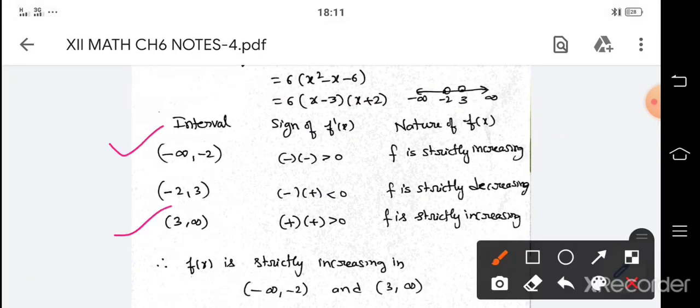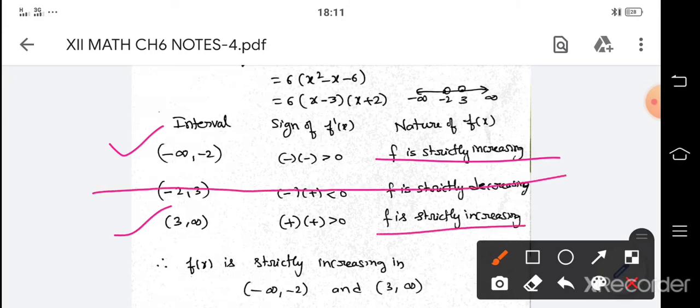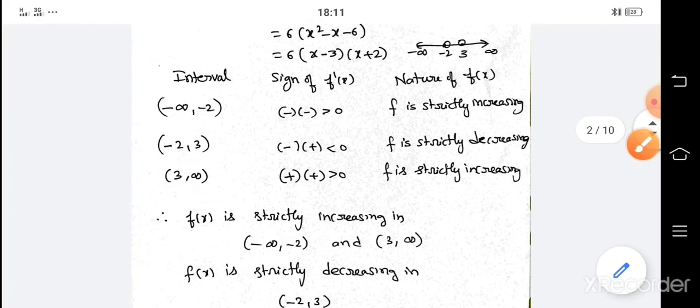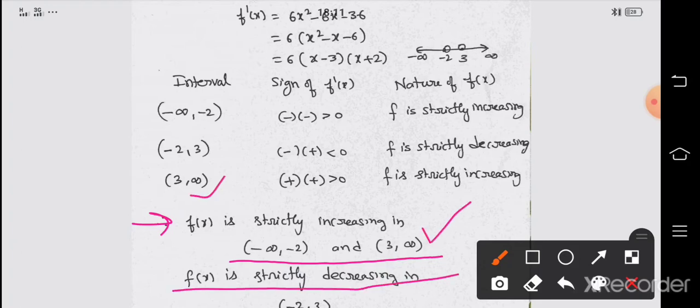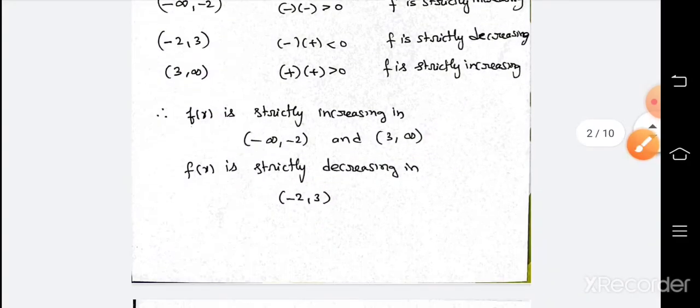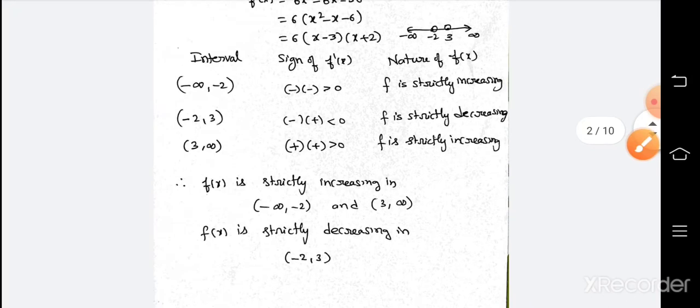So in these two intervals the function is strictly increasing. In this interval the function is strictly decreasing. So you can say that f of x is strictly increasing in minus infinity to minus 2 and in 3 comma infinity. These are the intervals. F is strictly decreasing in minus 2 comma 3. Okay, this is what we have found.